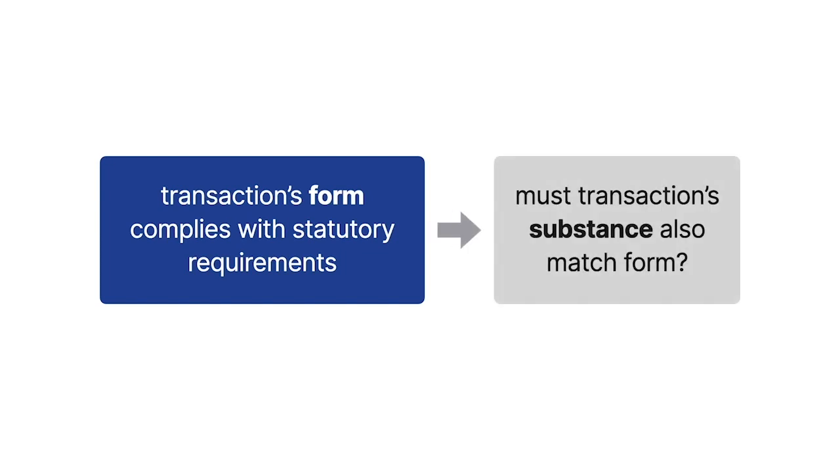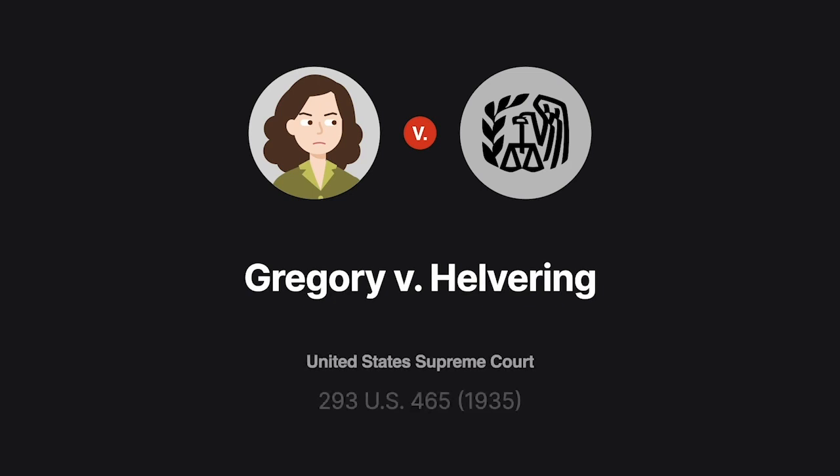If a transaction's form complies with the requirements in a tax avoidance statute, is that enough to trigger the statute's tax avoidance benefits? Or must the transaction's substance also match that form? The United States Supreme Court addressed this question in Gregory v.